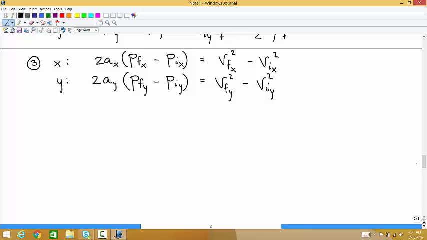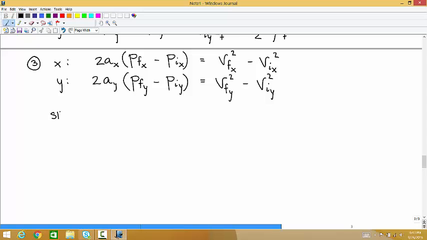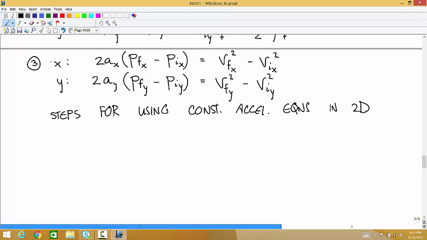So with one-dimensional motion, I listed out a set of steps for using the corresponding equation, so that's what I'm going to do here. This is a general set of steps you can use every time. So the steps for using the constant acceleration equations in 2D. And they look really similar to the ones for 1D, motion along a line.